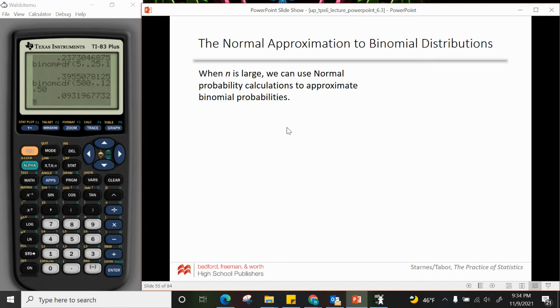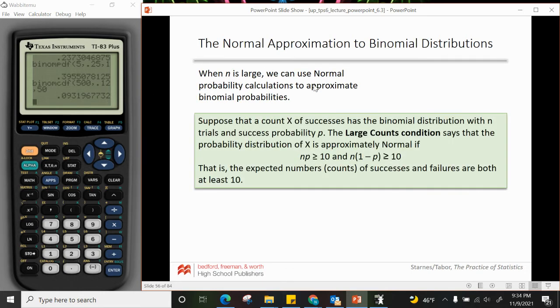So when your n is large, we can use the normal probability calculator to approximate binomial probabilities. All right. So the question again is how big. Before, your sample size had to be less than 10% of your population size. Here now, in order to use the approximately normal, you have to satisfy what we call the large counts condition. And that says that n times p, or the mean or the expected value, is bigger than 10, and n times 1 minus p has to be bigger than 10. If both those things are bigger than 10, then you can approximate this probability using the normal distribution.